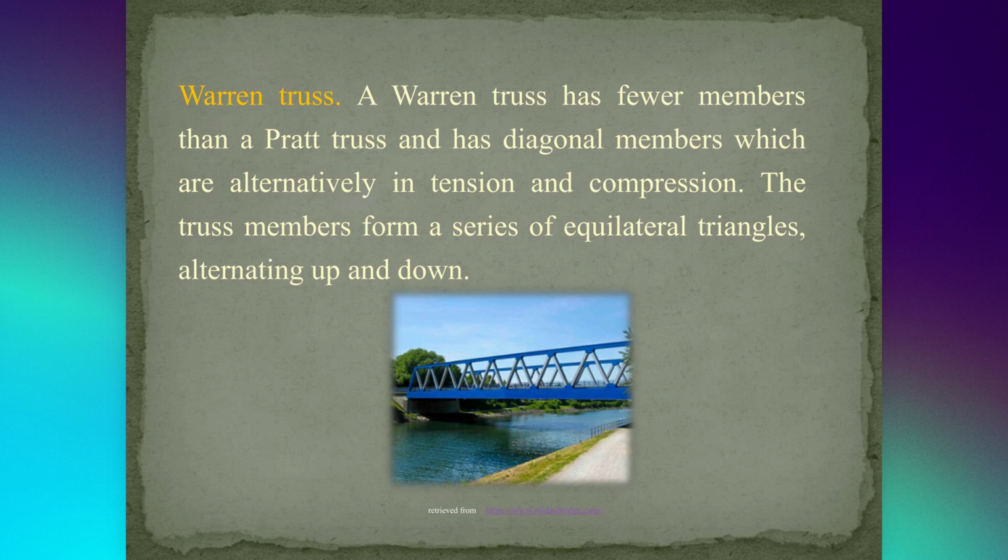Warren truss. A Warren truss has fewer members than a Pratt truss and has diagonal members which are alternatively in tension and compression. The truss members form a series of equilateral triangles, alternating up and down.